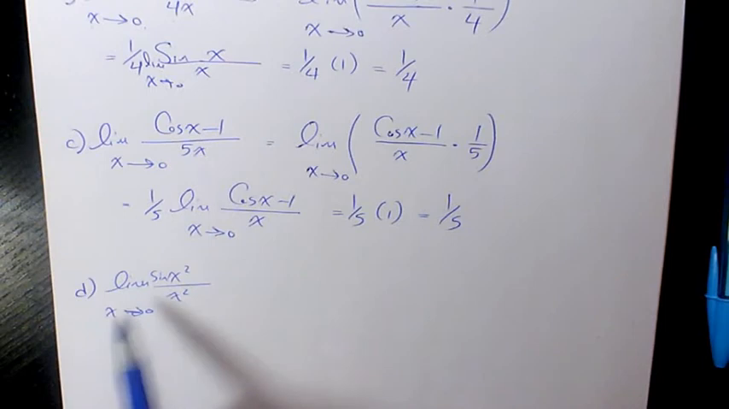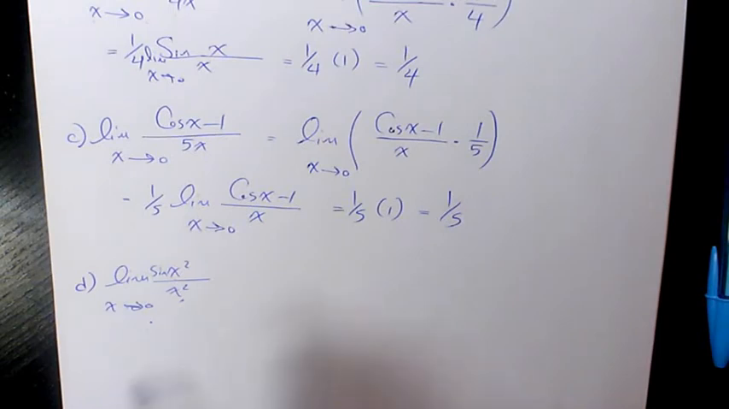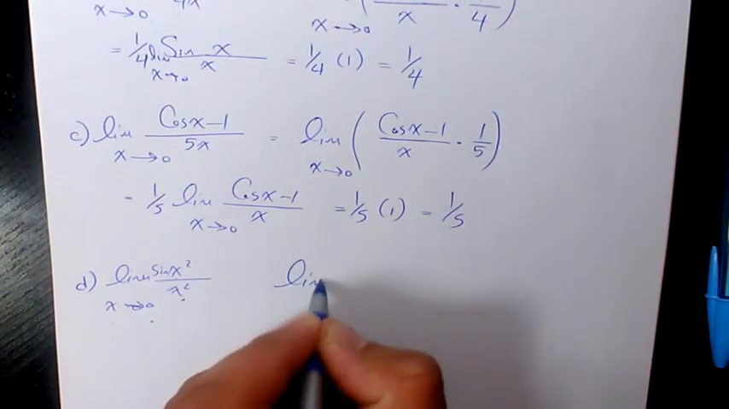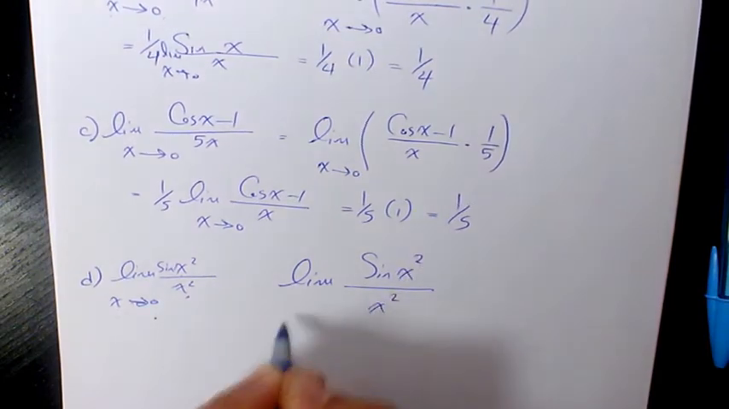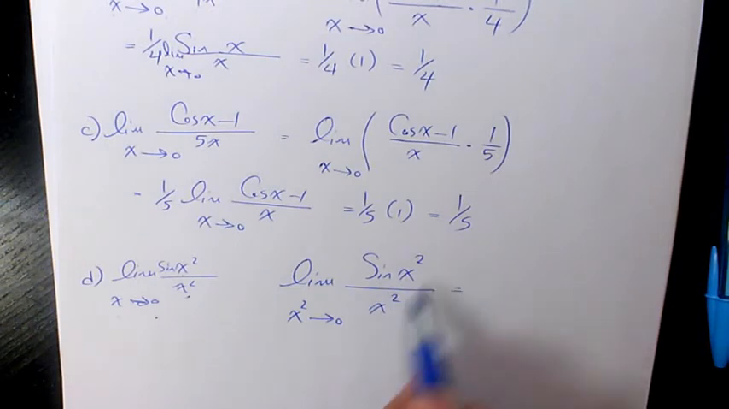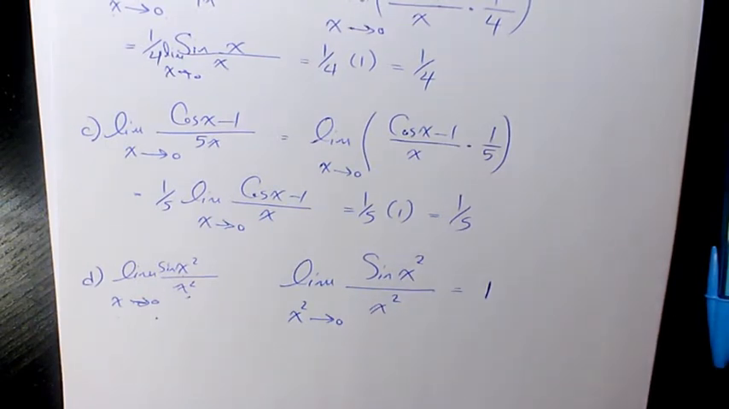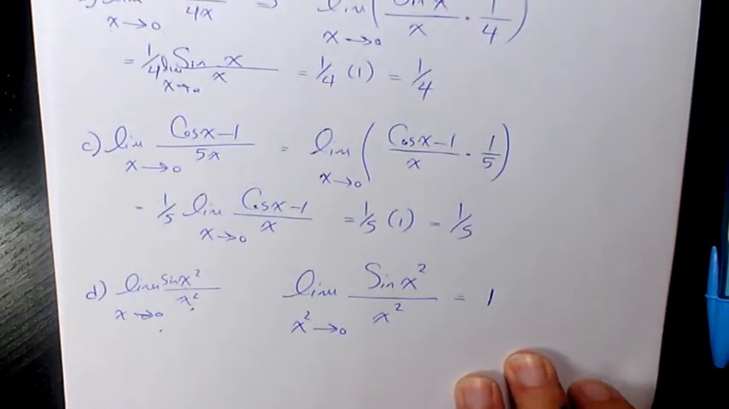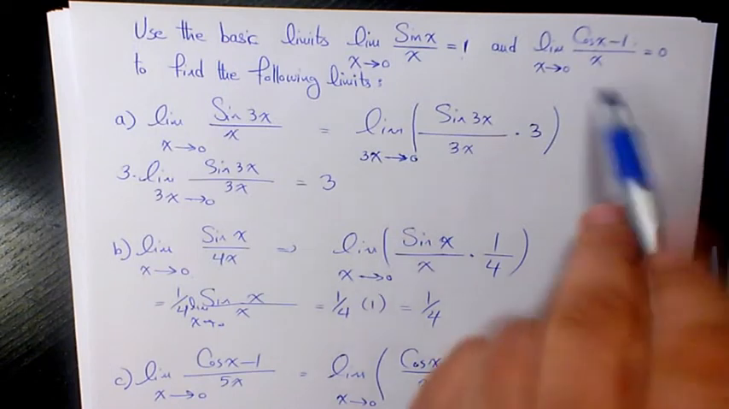Next one, the limit of sine of x squared over x squared when x is approaching 0. So we know when x is approaching 0, x squared is also approaching 0 as well. So we have sine x squared divided by x squared. That's going to be equal to 1. So we had these 4 different questions based on these two limits here.